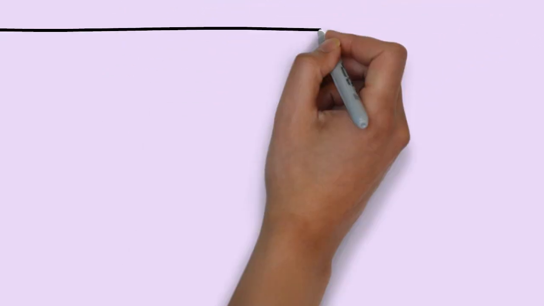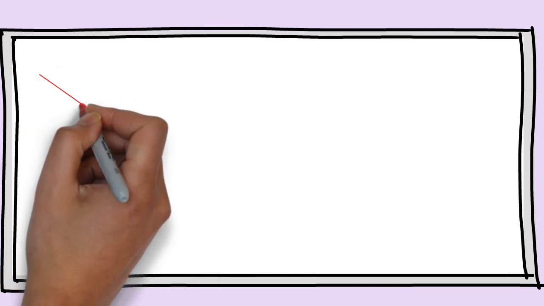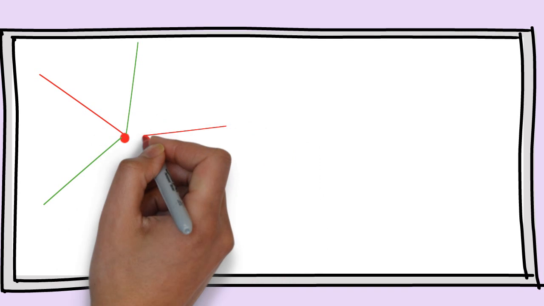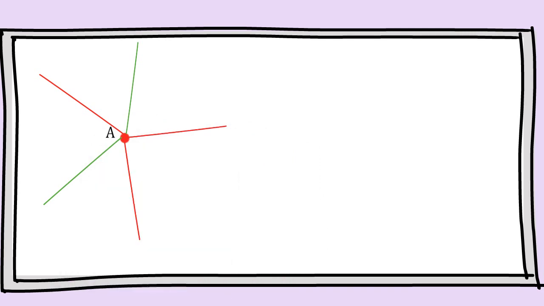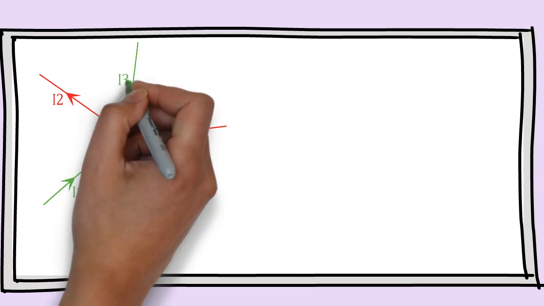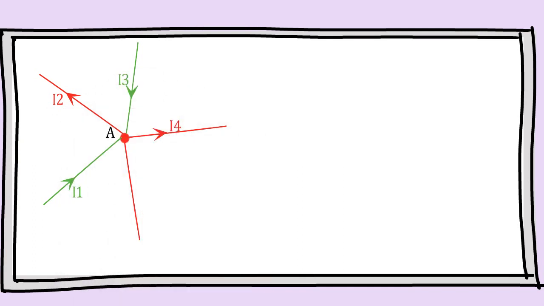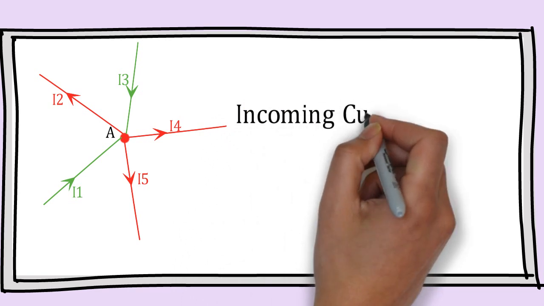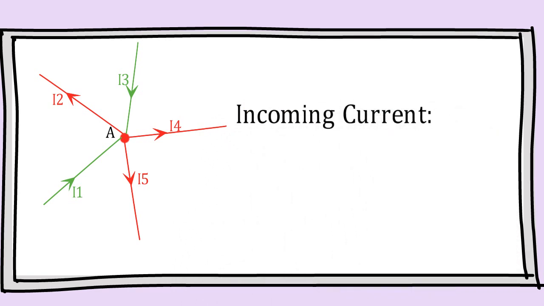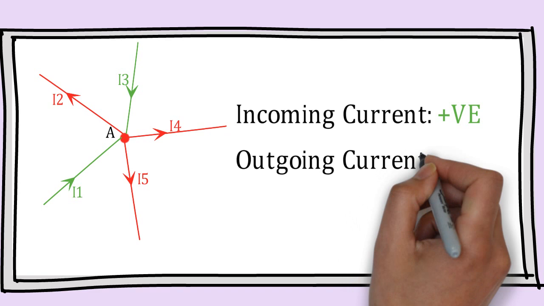To elaborate this concept, let's consider a simple circuit. I am considering a point as a node or junction, and some branches are meeting at the point. For these branches, I am giving a random value of current and direction. Friends, for understanding this concept of algebraic sum, we need to consider some sign configuration. Here, incoming current will be denoted by positive sign, while outgoing current should be denoted by negative sign.